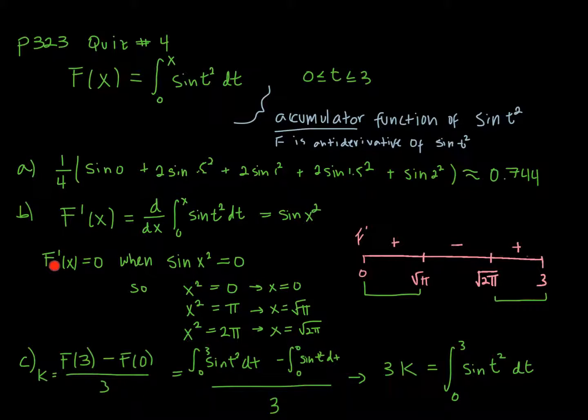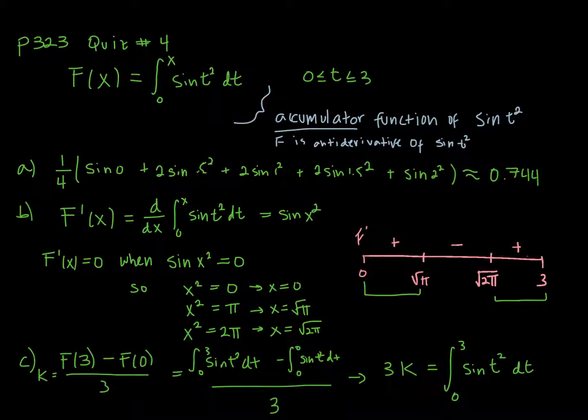I want to know the critical points. Where is my derivative, capital F prime of x, equal to 0? And that will be when sine of x squared is equal to 0. So thinking about your unit circle, you know that sine is 0 at 0, at pi, and at 2 pi. So that means that x squared would have to be 0, x squared would have to be pi, and x squared would have to be 2 pi.